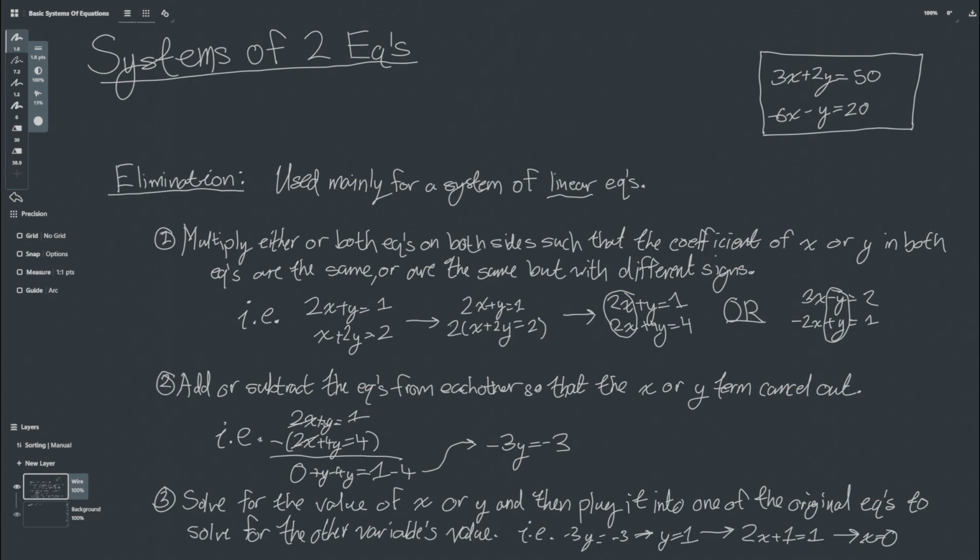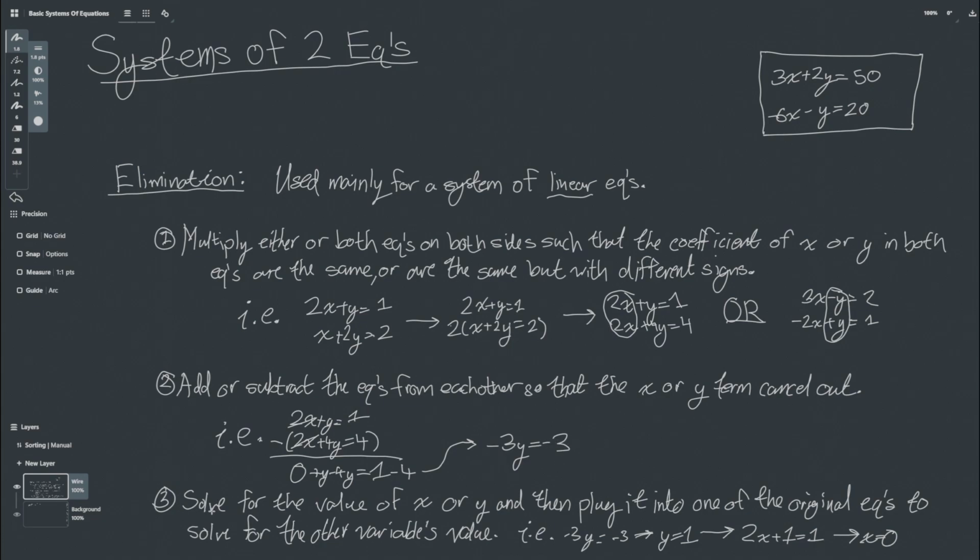So we have 0 and then we have positive y. Now we're not going to add 4y because again we're subtracting this whole equation. So we're going to have plus y minus 4y. And then remember we have to do all of this on the other side too. So now we have equals 1 minus 4. So we're left with the equation negative 3y equals negative 3.